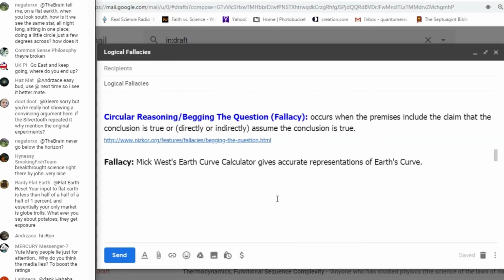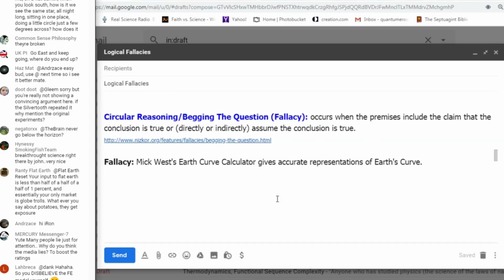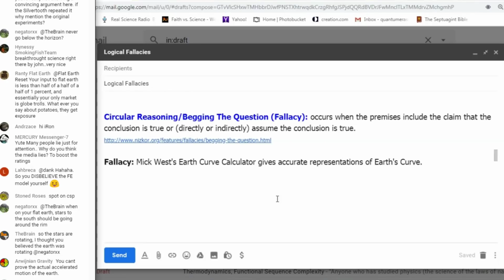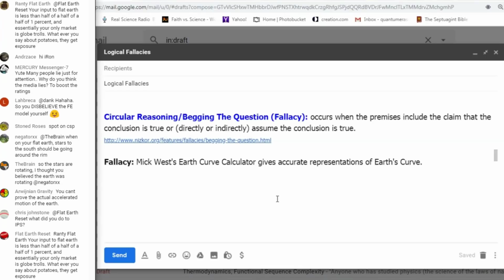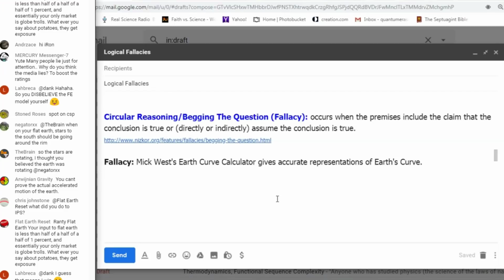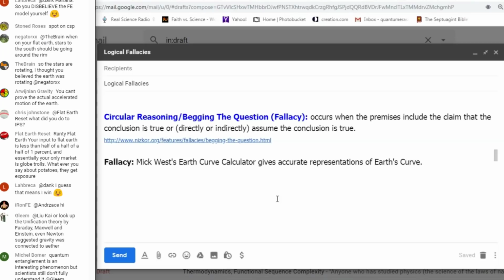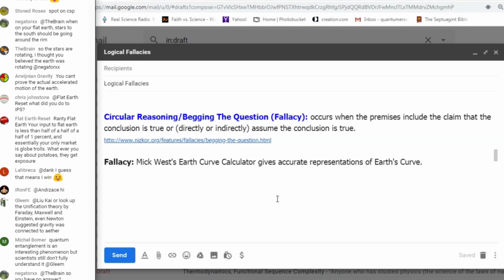Another one. Listen, I just keep on saying the last fallacy is the most prevalent one, and I get to the next one, and this is the most prevalent one. So listen, all these are just carpet barrage bombs. Let's just put it that way. But this is my favorite. Right. So the circular reasoning or begging the question fallacy occurs when the premises include the claim that the conclusion is true or directly or indirectly assume the conclusion is true. The easiest one is: West's Earth curve calculator gives accurate representations of Earth's curve. This circular reasoning just goes around in a circle, right?